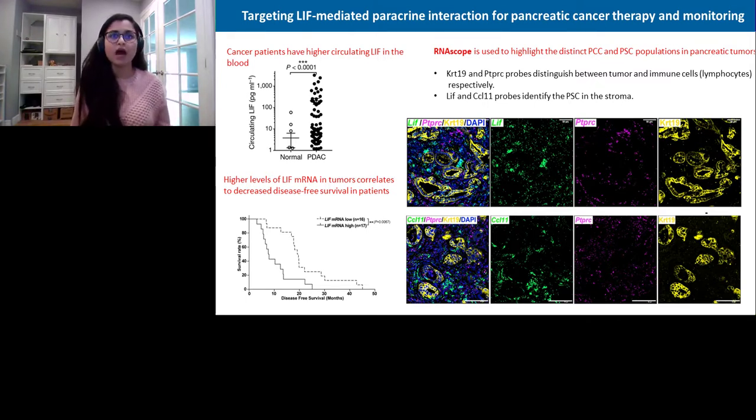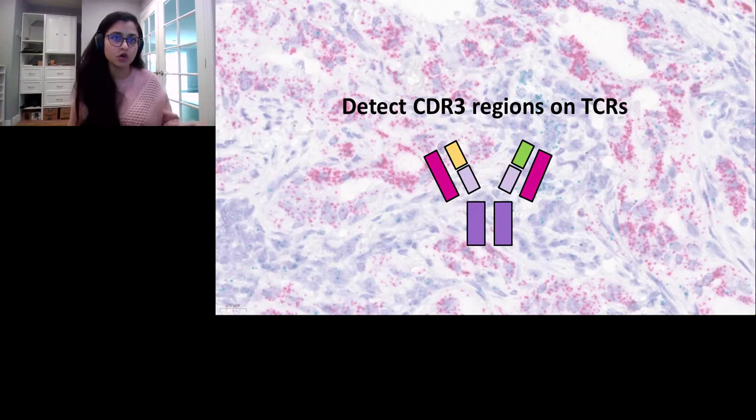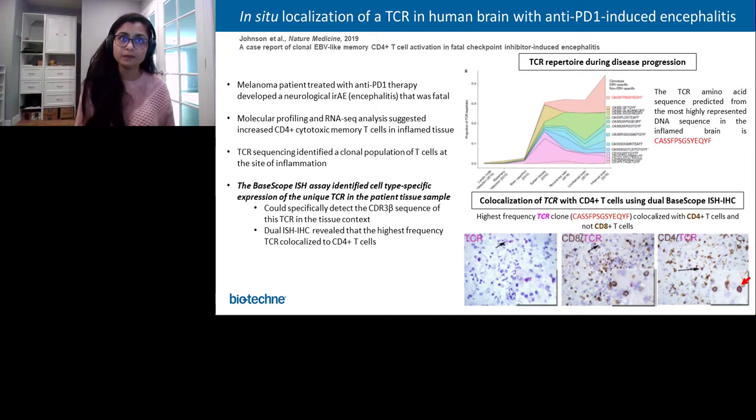Next, I'm going to show you an example of how, using our BaseScope assay, you can identify specific CDR3 regions on TCRs. Using our BaseScope assay, you can design specific probes against the hypervariable CDR3 regions on TCRs, which can help you identify specific subpopulations of T cells. Now, this is a great example from a paper that was published by Dr. Balco's lab at Vanderbilt, where they were treating a patient with anti-PD-1 therapy. And this patient started showing adverse events due to this therapy, causing encephalitis in this patient, which was ultimately fatal.